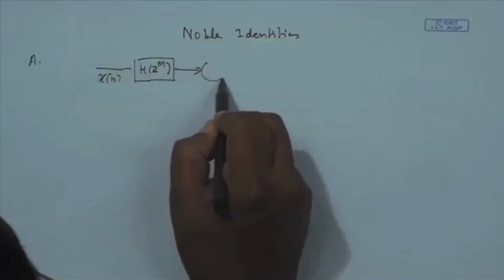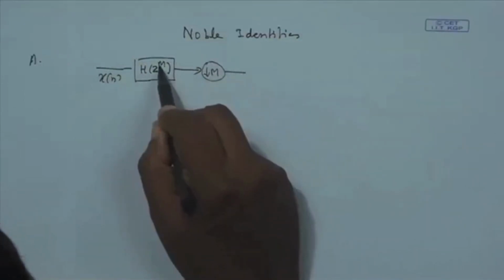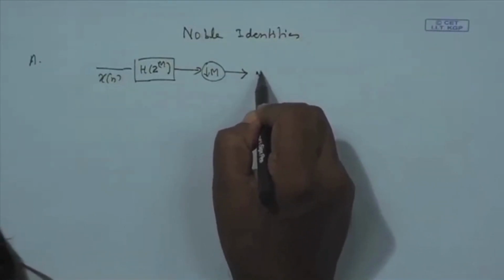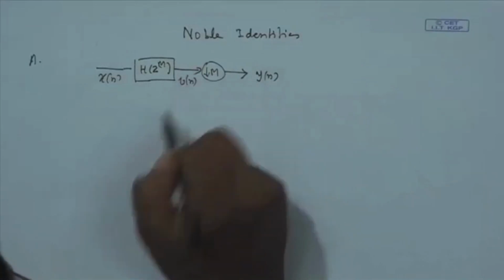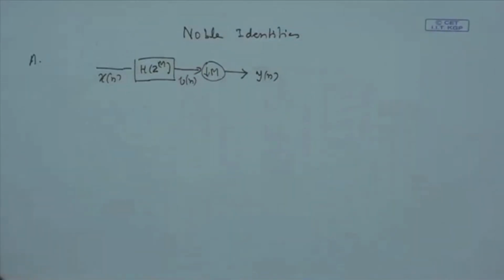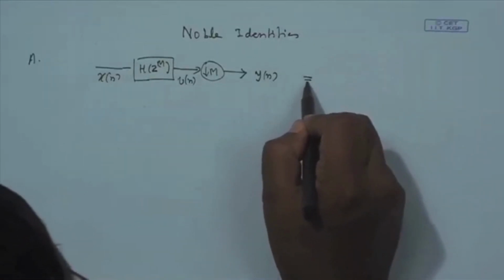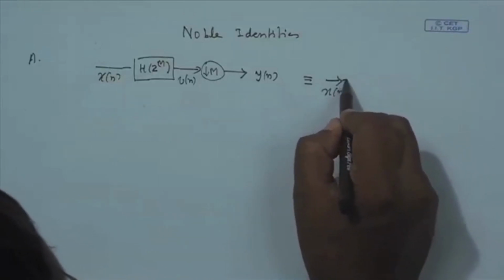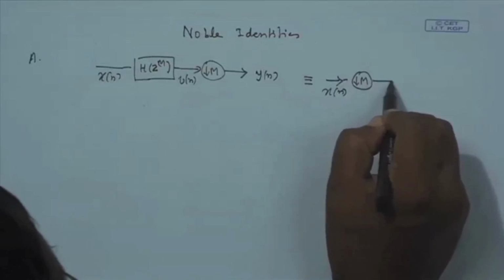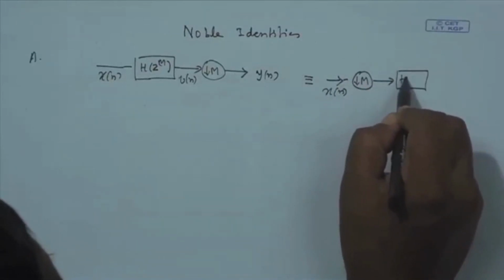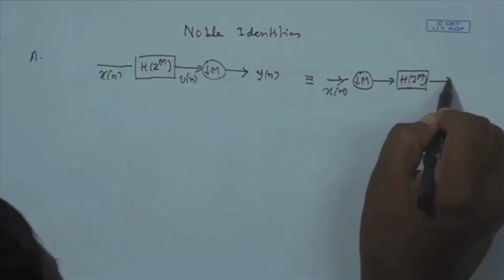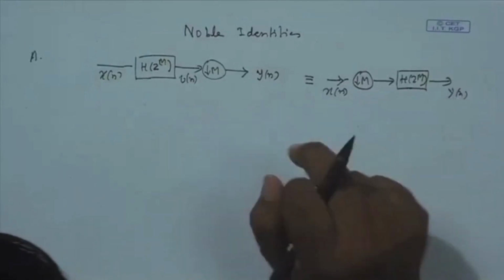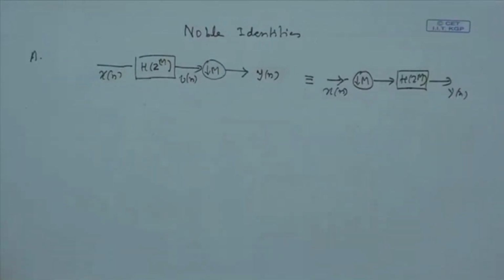And after this filter, suppose I have a decimator by the same factor M, okay, let us call the output y n and the filter output v n. Then the claim is this is equivalent to: first you decimate, then pass it through a filter not H z to the power M, but H z, you will get the same y n. Okay. This is the claim, this is the Noble identity type 1.